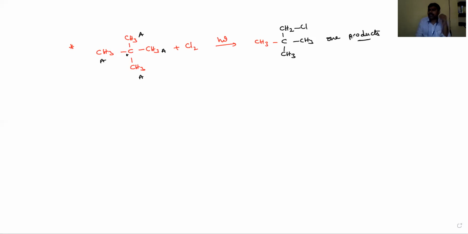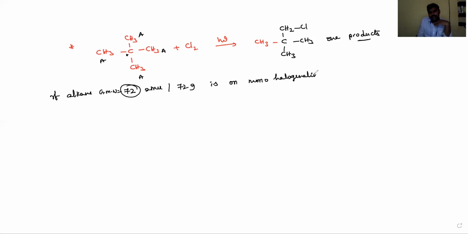Now, based on this monohalogenation, what kind of questions do they ask? Let's see, dear students. An alkane's gram molecular weight is 72 AMU, or 72 grams, and on monohalogenation it forms one product. What is the alkane?